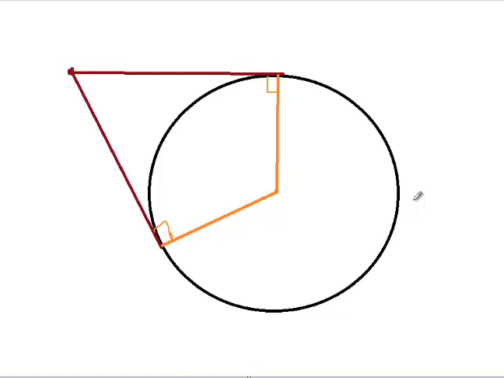Now, we already discussed before the next rule, and that is that all tangents to a circle from the same point are equal to each other. So if this is A, this point is B, this point is C, AB has to equal AC, because it's from the same point to the same circle.